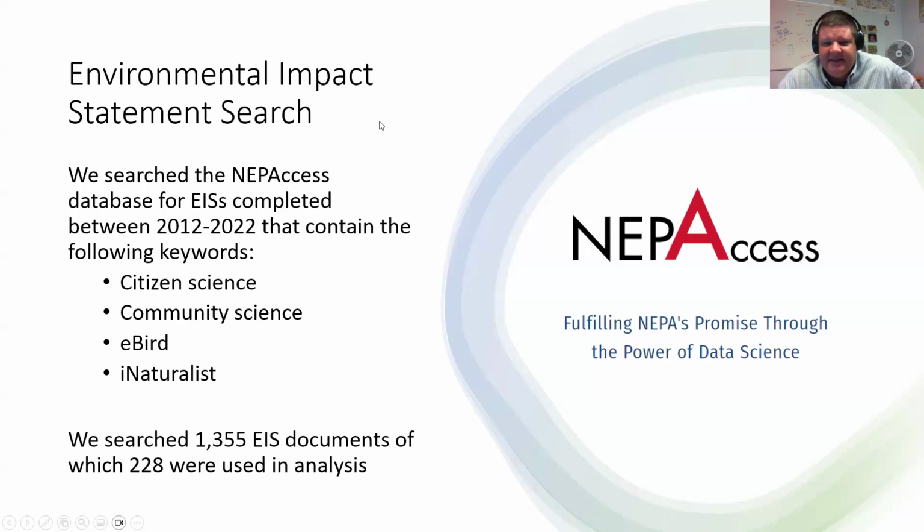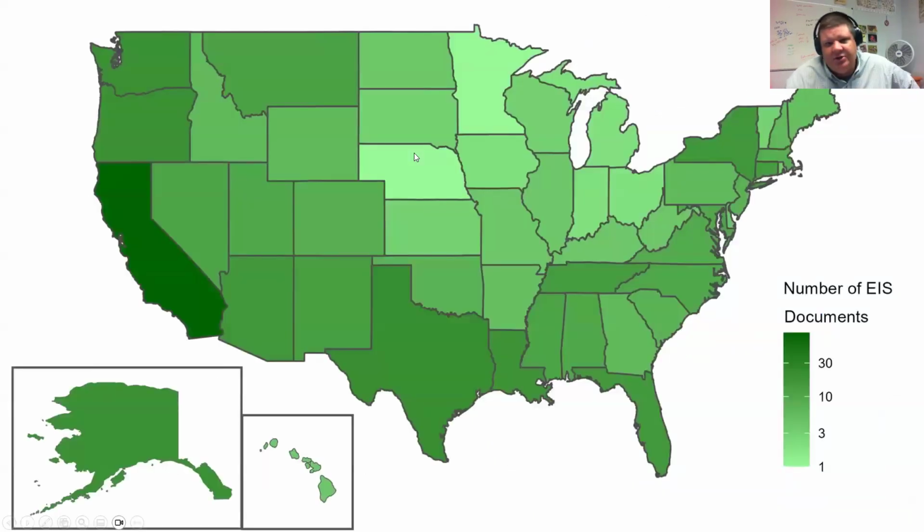We searched a database of all these environmental impact statements from 2012 to 2022 using 4 keywords: citizen science, community science, eBird, and iNaturalist. So we searched over 1,300 documents, of which 228 returned a hit and were used in this study. It's across the whole US.